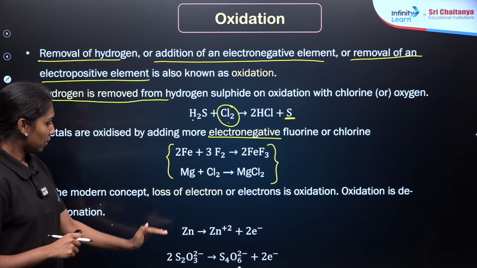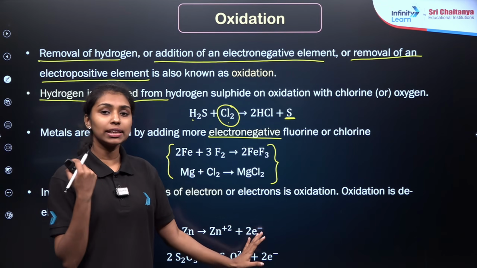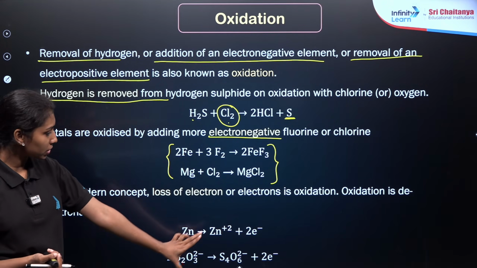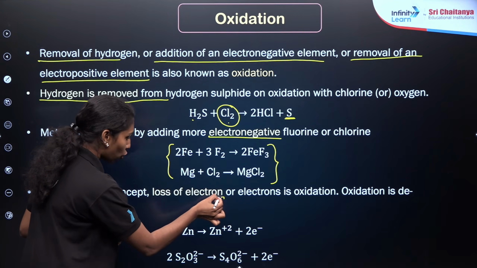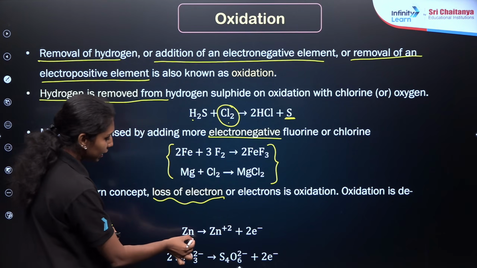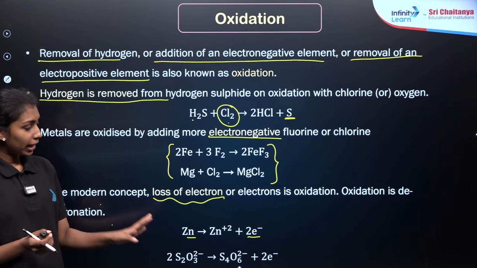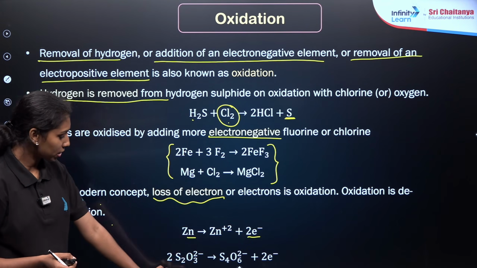So these are the classical concepts. Then when we discuss the electronic concept, in terms of electrons, we can call oxidation the loss of electrons. We are just losing the electron, right? So what are you observing here? Zinc is losing 2 electrons to form the Zn2+ ion. So again we can explain this reaction as an oxidation.